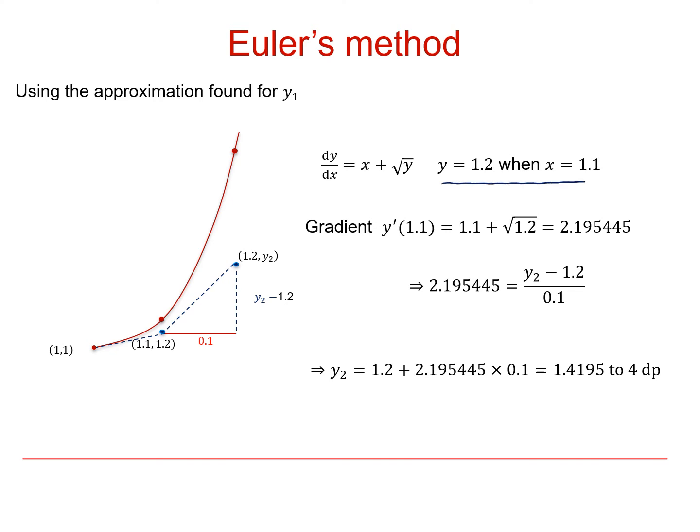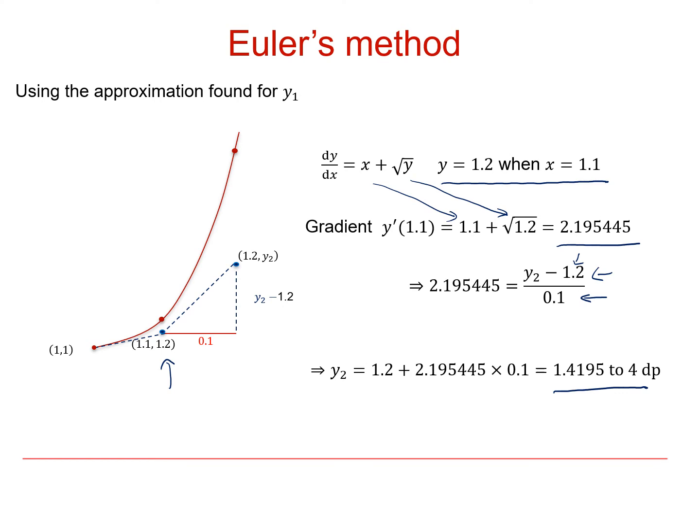We can now use the values at x1, y1 to generate estimates for y2, and we know that we'll make x2 0.1 bigger than x1. So looking at the gradient at 1.1, 1.2, using our formula, we've got our x value is now x1, 1.1, and our y value is y1, 1.2. Putting that into the calculator gives us the gradient. And then we know the gradient is going to be the change in y over the change in x. So we're taking away y1 from y2, then rearranging and working the numbers out, we end up getting our estimate for y2 to be 1.4195.